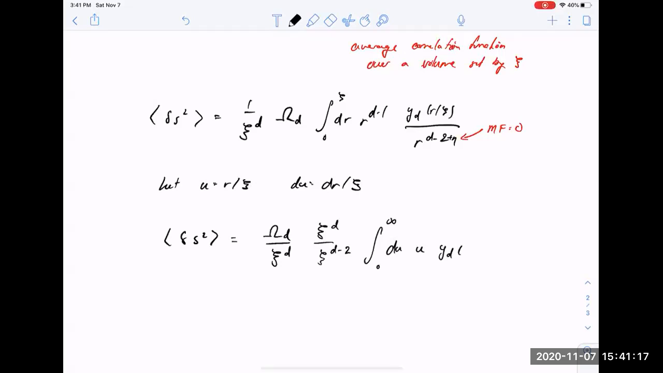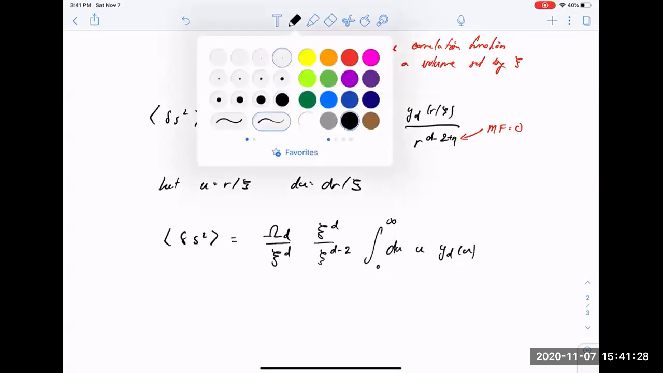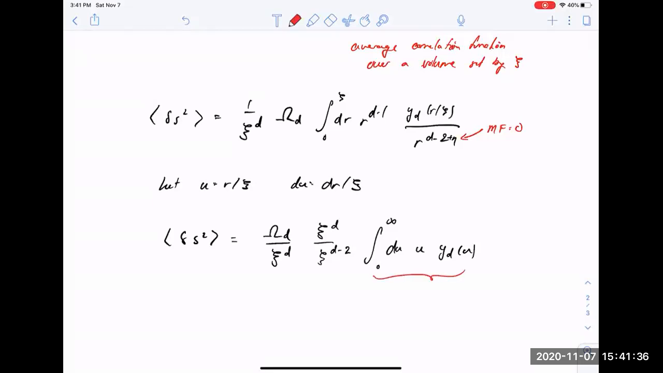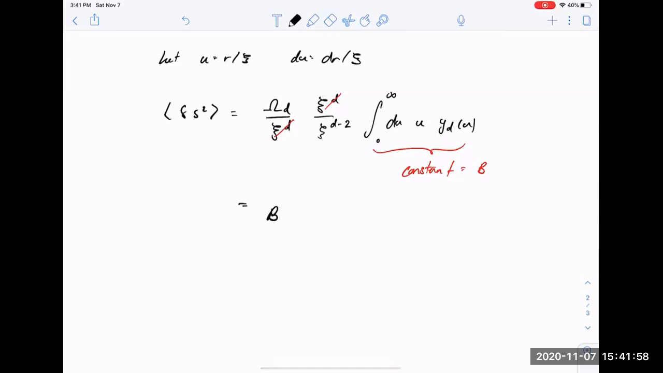u y_d(u) du, approximating the upper limit of that integral as infinity. So this is some number. It's an integral that if we knew the form of y_d, we could compute, call it b. That factor of correlation length to the d cancels that factor of correlation length to the d. Yielding altogether this constant b, the solid angle, and the correlation length to the 2 minus d. I'm just flipping that denominator upside down.